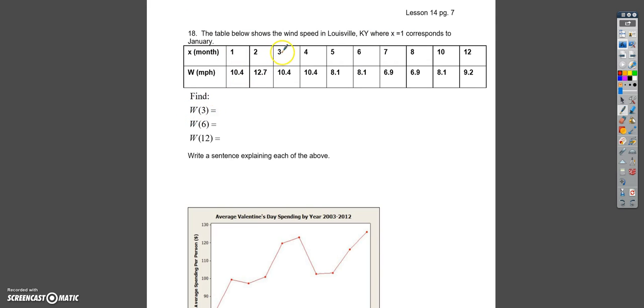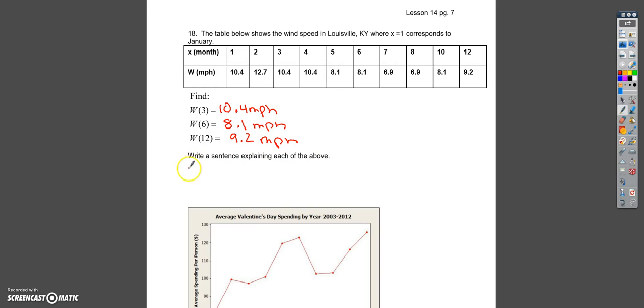So when in March, the wind speed is 10.4 miles per hour. 6 is 8.1 miles per hour. 12 is 9.2 miles per hour. Write a sentence explaining each of the above.